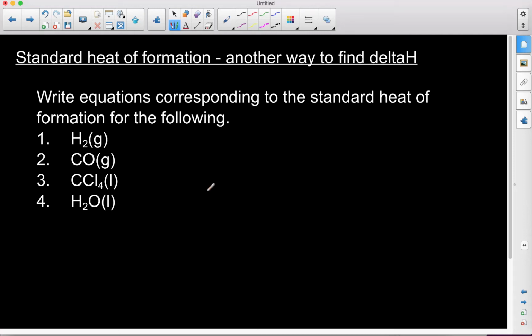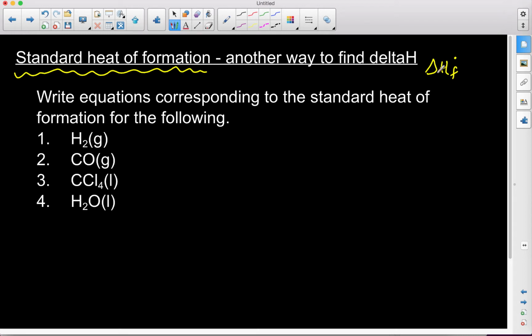Hello, AP Chemistry, and welcome to the final part of Chapter 5, Standard Heats of Formation, symbolized as delta HF naught, the little degree sign, meaning standard, under standard conditions, which is about room temperature, about 1 atmosphere, and things being in their standard states for that temperature.